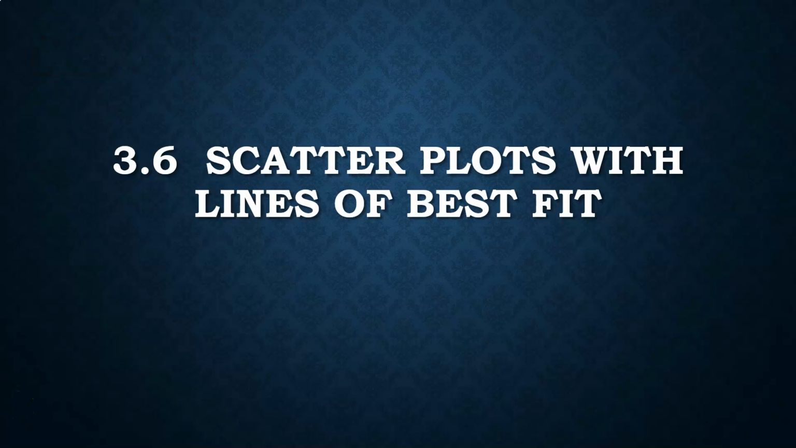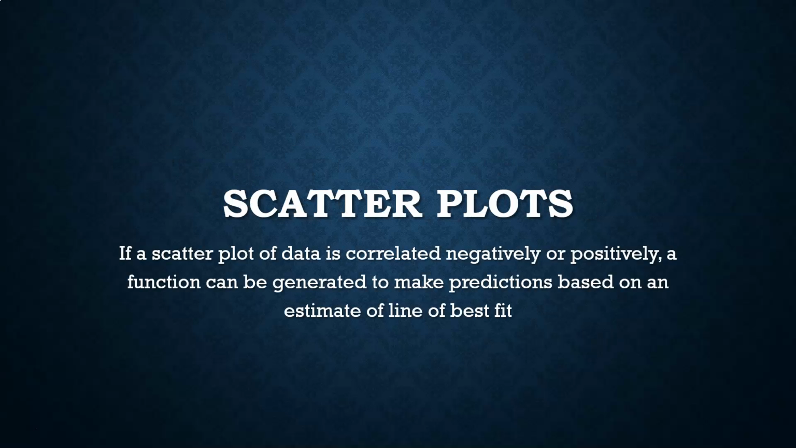Okay, this is the last section in Unit 3. It's scatter plots and lines of best fit, and I'm going to show you how to use your graphing calculator to do that. So if a scatter plot of data is correlated negatively or positively, which we talked about yesterday, a function can be generated to make a prediction based on the estimate of line of best fit. So if there is no correlation, you're not going to have a function or a line of best fit.